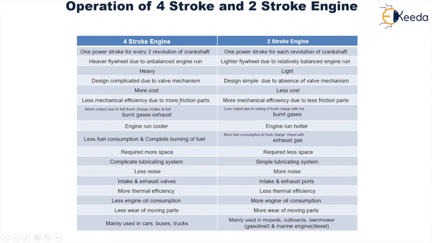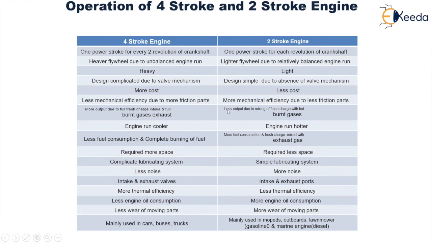However, in this case, as you can see, mechanical efficiency is less due to more mechanical elements present and a large amount of friction. In this case, mechanical efficiency is more because fewer parts are there, and hence less friction. More output due to the full fresh charge intake and full burned gas exhaust. Here, each stroke takes place individually. No two strokes are happening simultaneously. So, in suction and in exhaust stroke, the total amount of charge will be drawn in and the total amount of exhaust gases will be thrown out respectively.